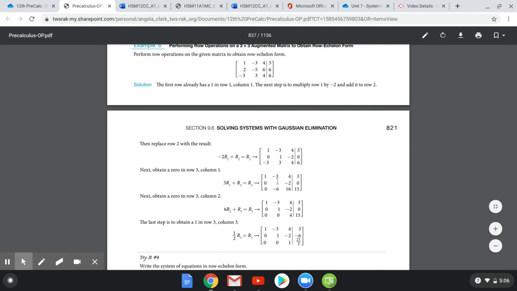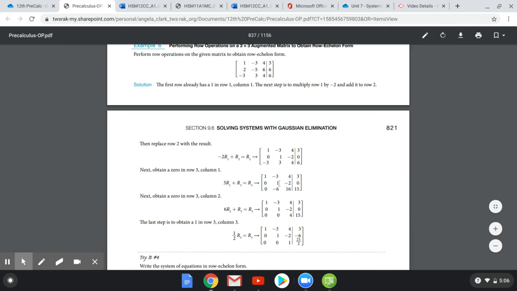And then we're going to get this to be a 1. It's already a 1, so we don't have to do that. But again, we would have just divided this whole row by whatever this number was in order to get it to be a 1. Then we want to get this to be a 0. So remember, we're making that diagonal of 1s, and we want all of the things below it to be 0s.